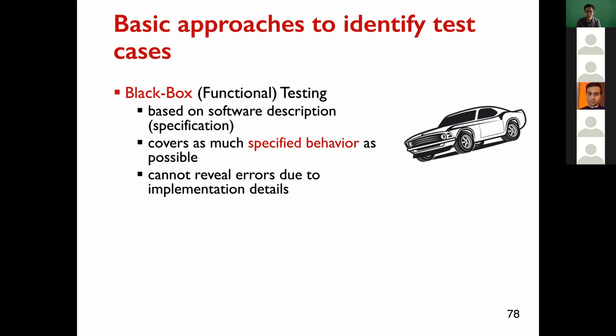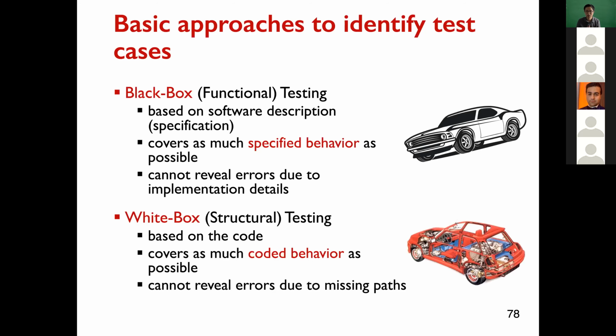We test the functionalities. Another way is we see the inside of the car, right? We check each component whether they're correct. We check the combination of the components, and we can see what's going on inside. So this is white box testing, or sometimes called glass box testing. This is structural testing. We test the structure of the system. So it's the same for software testing. We have black box testing and white box testing.